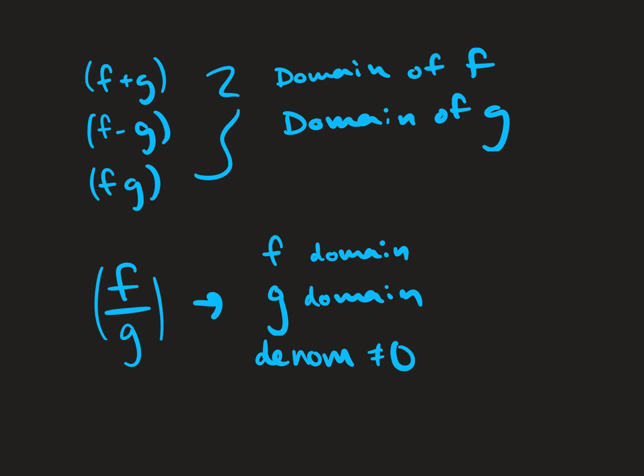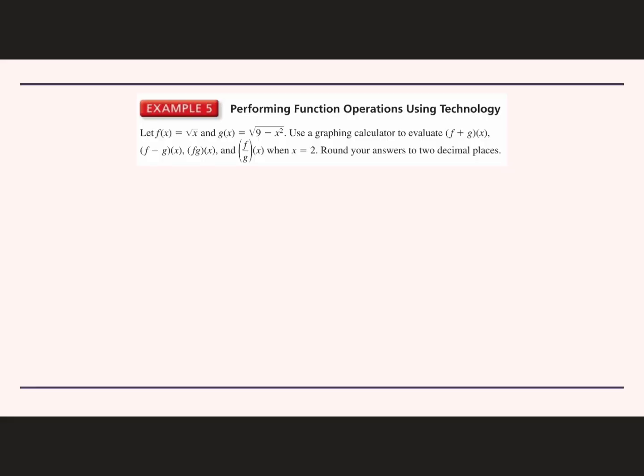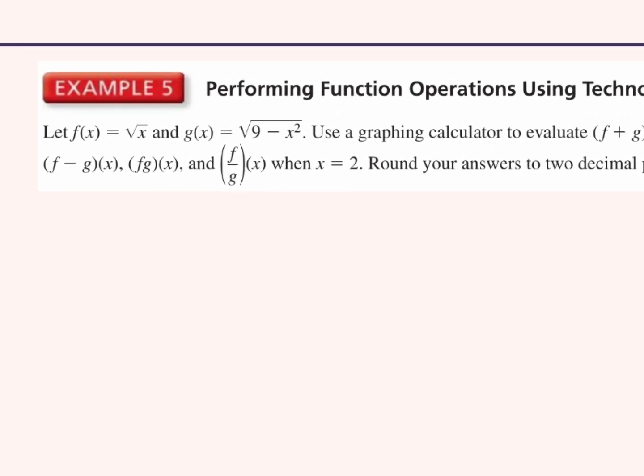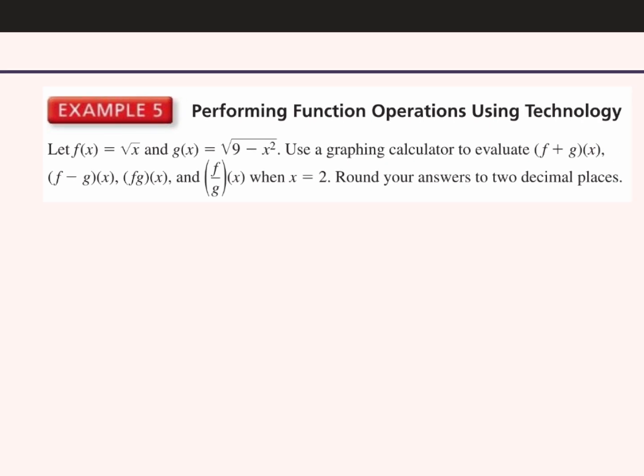So when you're adding, subtracting, or multiplying, your domain's always going to be the same thing. It's just the overlap between f and g. But for dividing, you have one additional step to do, which you have to check the domain of the denominator. You just have to include when the denominator is not 0. So let's look at example 5, because there's some like this in the homework. So for these types of questions, you can use your calculator. So in the homework, there's questions that say round your answer to 2 decimal places. For these questions, you can use the calculator.